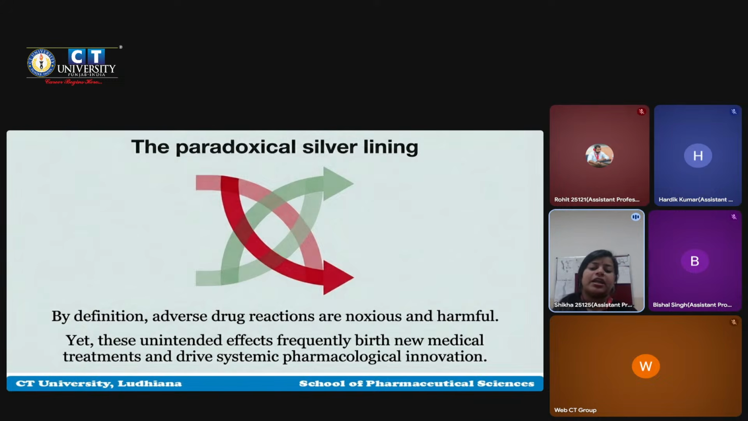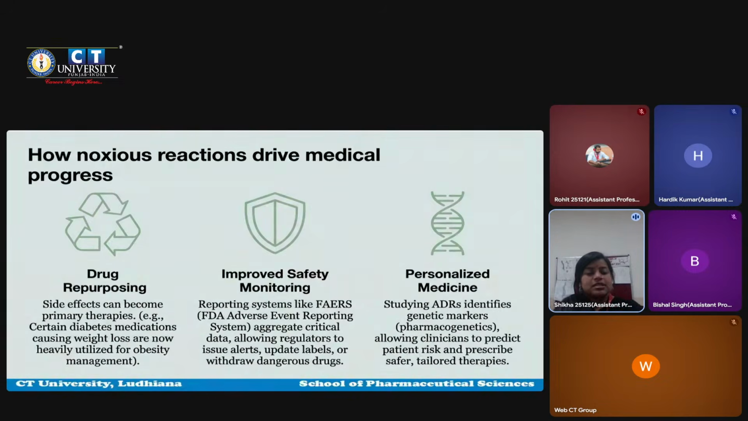If you're having any kind of ADRs which were not predictable and not predicted earlier, our researchers can get a new topic of discussion and new drugs can be formed. So basically, it can help with new systemic pharmacological innovation. Moving on to the next slide. Next is how noxious reactions drive medical progress. It means how noxious or unintended reactions can lead to medical progress.